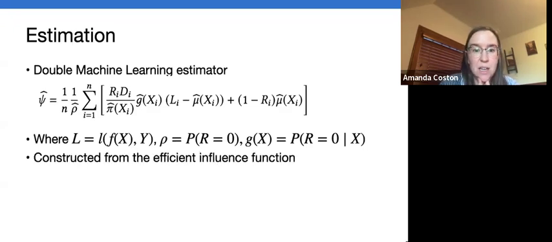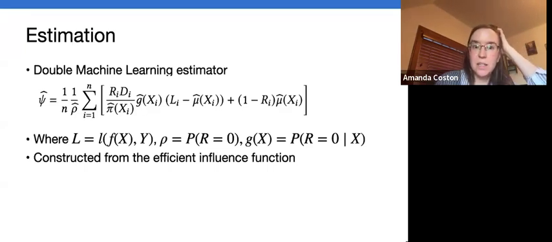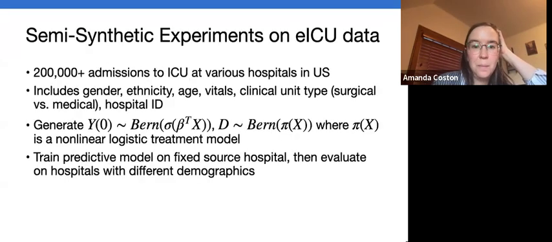The reason is that we constructed this particular format, and this bias correction comes from the efficient influence function. The efficient influence function for an estimand is a mean-centered quantity that shows us how to construct estimators that have these nice theoretical properties, these doubly robust or double machine learning style estimators. Okay, so that is the estimation approach we propose.